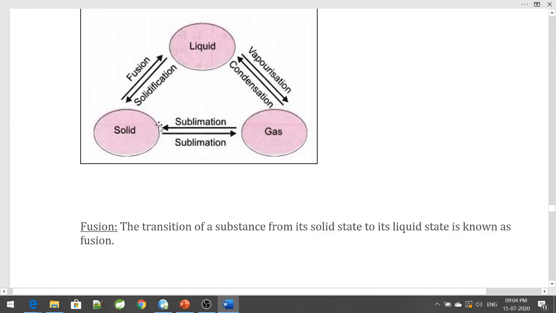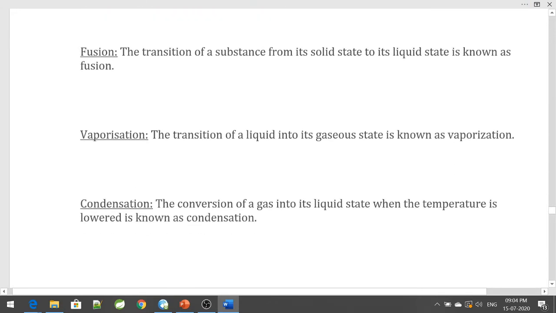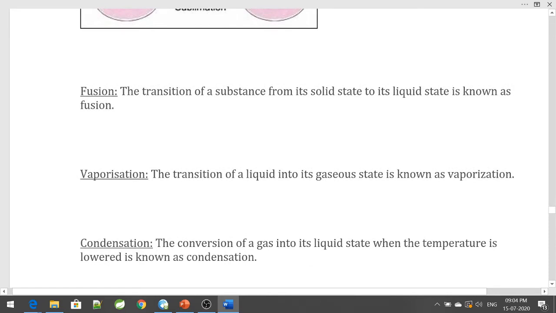So this process we call sublimation. Whereas from liquid to solid, the process we call solidification, and from gas to liquid we call that process condensation. So here are the definitions of these.